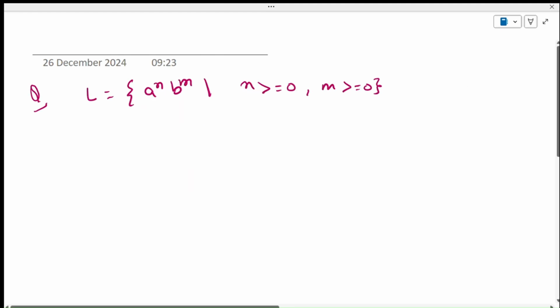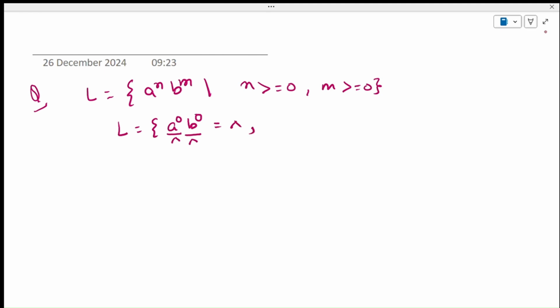What will be the regular expression for this language? It says that the language will have all strings of what form? A raised to the power n, B raised to the power m, where n is greater than or equal to 0, m is greater than or equal to 0. So just expand for the strings. If I have A raised to the power 0, B raised to the power 0, both are zeros, so I'll get null dot null. So we'll have a string, the null string.